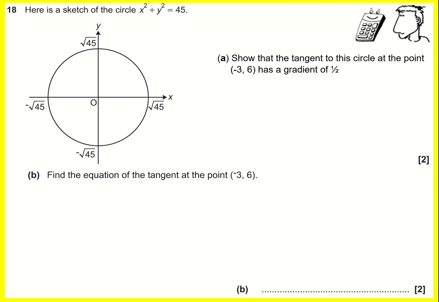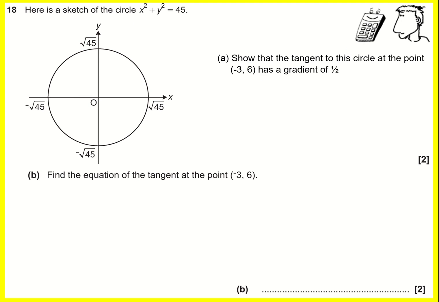We've got a circle here. You can see it's in the form x squared plus y squared is r squared. r is going to be the square root of 45, which has been labelled on the graph, and they've even sketched it for us. Show that the tangent to this circle at the point (-3, 6) has a gradient of a half.